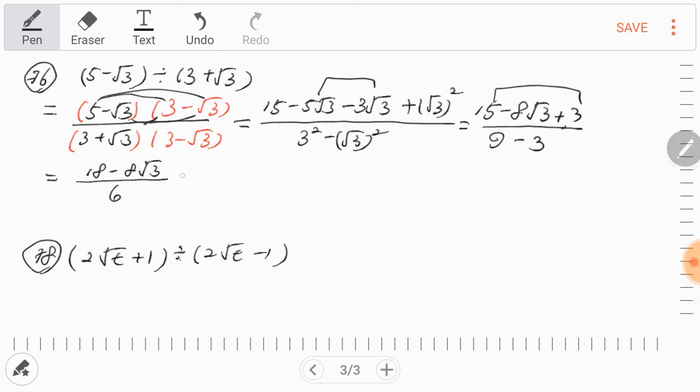As you can see, there is a common factor of 2. If you factor out 2 from the numerator, you get 9 minus 4 square root of 3, and the denominator is 6, which is 2 times 3. So we can cancel out the 2. The result is 9 minus 4 square root of 3 divided by 3. There are no common factors in the numerator and the denominator. Okay, let's do the next one.